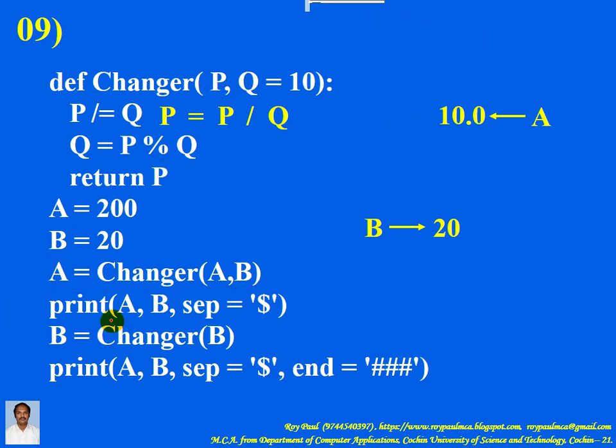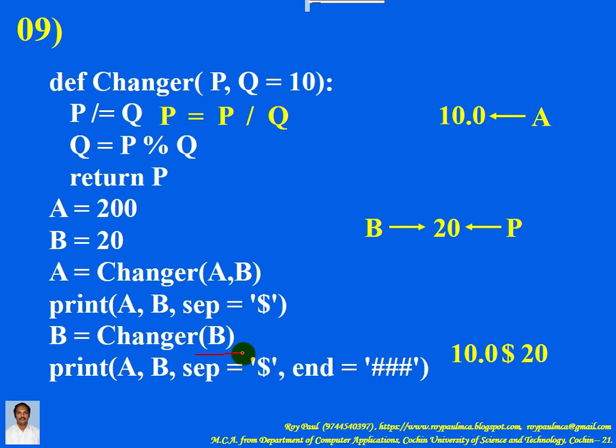Again, here you get the first line of answer. Print A comma B. A is 10.0, B is 20, and between the arguments this separator will come. So dollar sign will appear here. Next line, assignment operator. So right hand side should be calculated first. It's a function call. Control reaches the point where the function is defined. The first argument is passed to first parameter. So P is pointing to B. So P is pointing to this B.